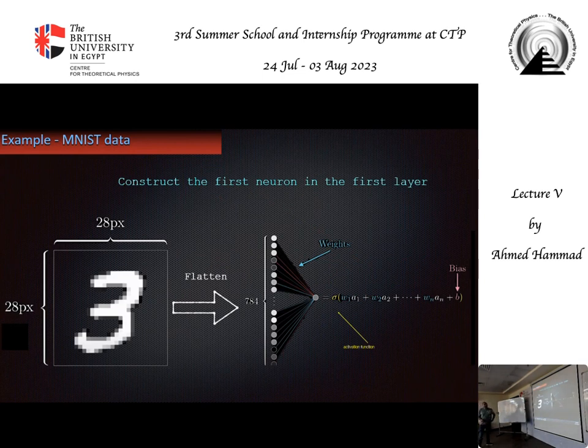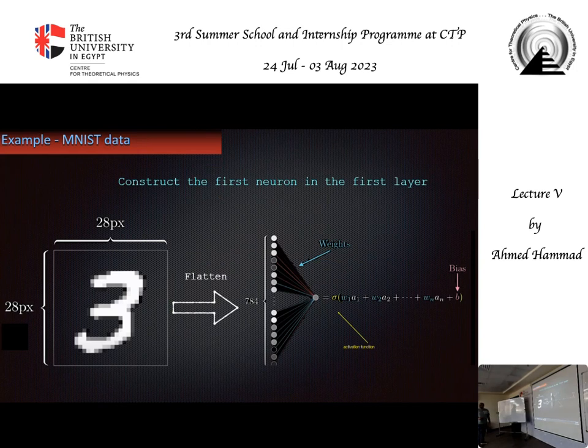So how can we do that? Okay, we can take all the pixels. The pixels now live in 2 dimensions, x and y. Then we can flatten them into one array, and the dimension of this array is 784.